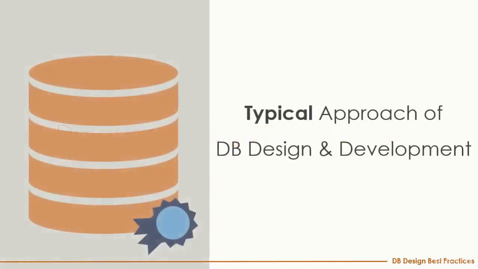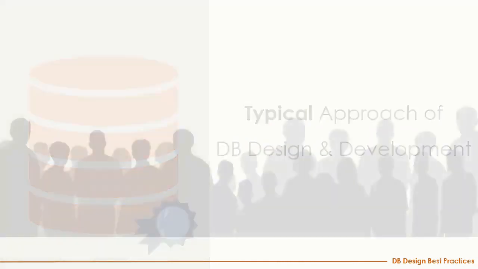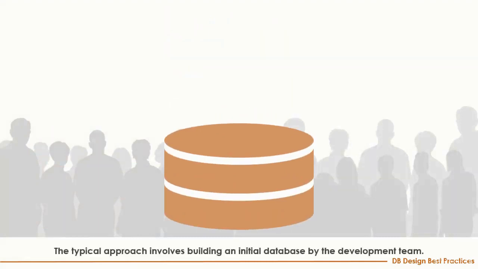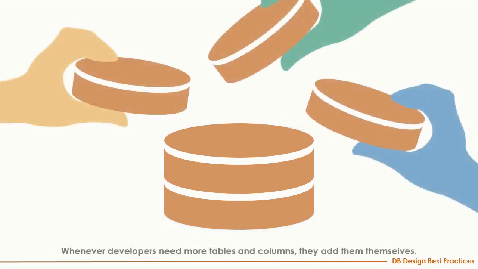Let's take a look at the typical approach of database design development in our software development team. Typically, we will develop the initial database with the development team altogether. This will have quite a small number of tables and columns just to initialize the development. However, from time to time when developers need tables or columns to store their information, they will add the tables and columns by themselves.